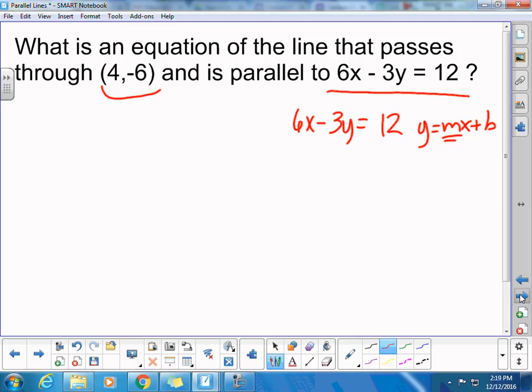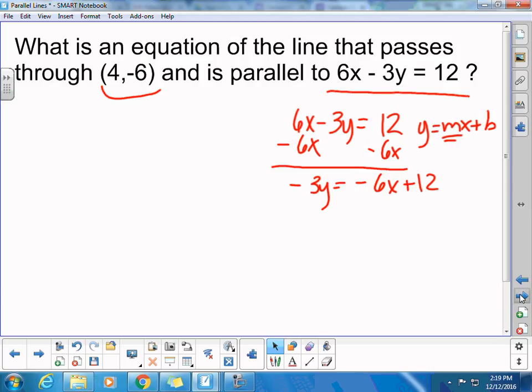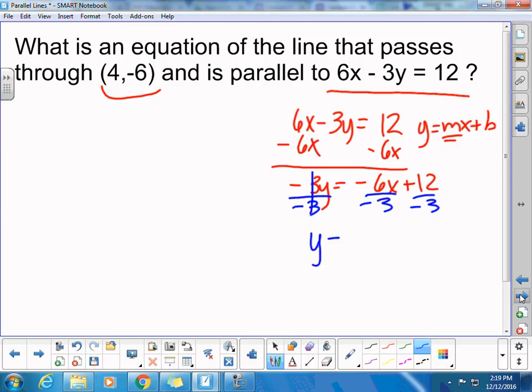To do that, I have to get y by itself. So I have a 6x I need to get rid of by subtraction. We have -3y = -6x + 12. I can't combine those two. Then I have to get rid of my negative 3 in front of the y by dividing every single part by negative 3. Those cancel and make a 1. So y = -6 divided by -3, which is positive 2, and 12 divided by -3 is -4. So all I need from this equation now is the slope, which is right here.